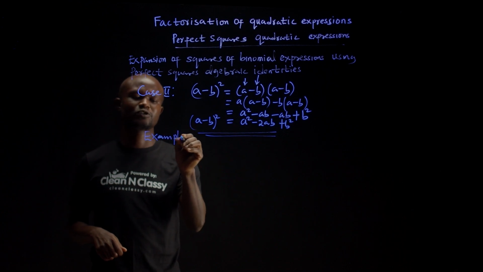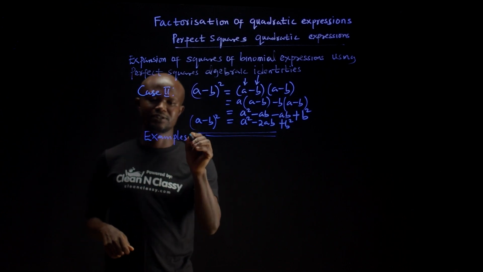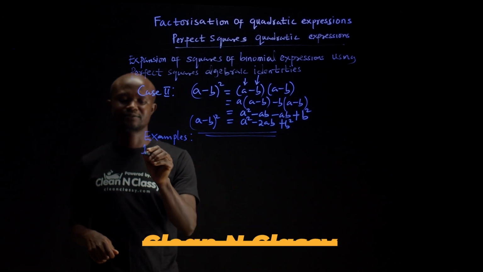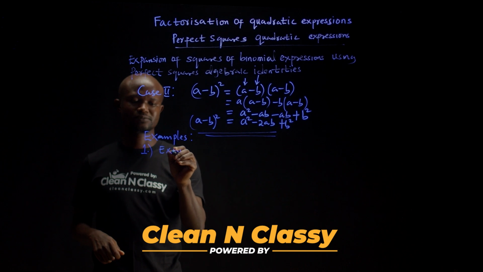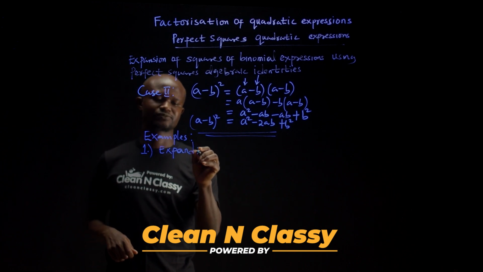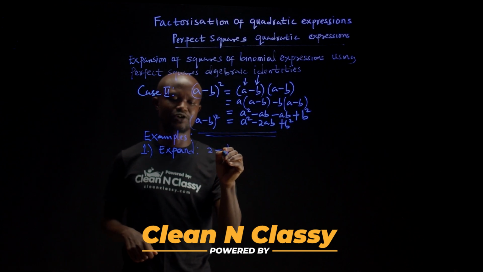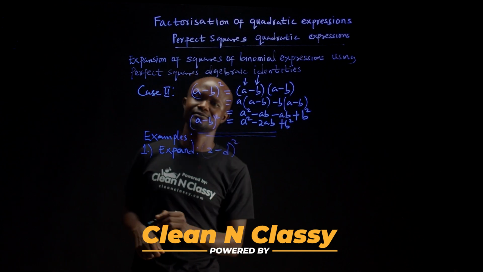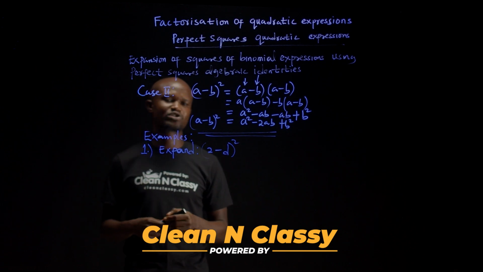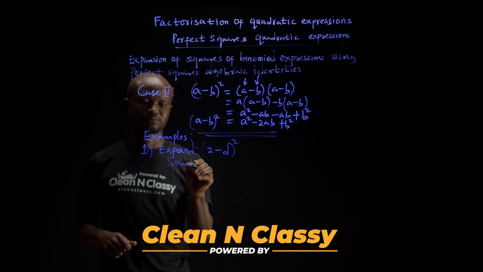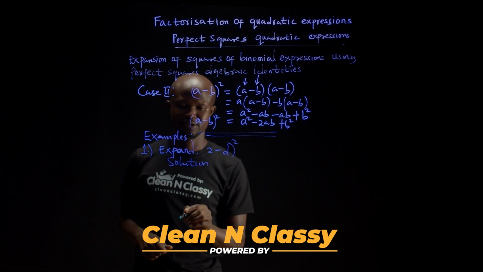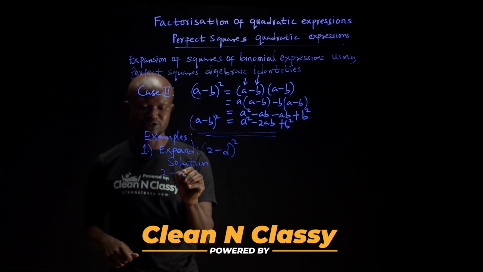Examples. 1. Expand 2 minus D squared. Expand 2 minus D squared. Solution. 2 minus D squared.